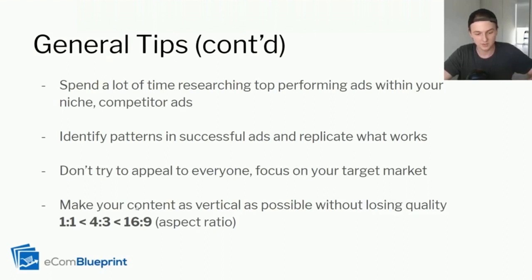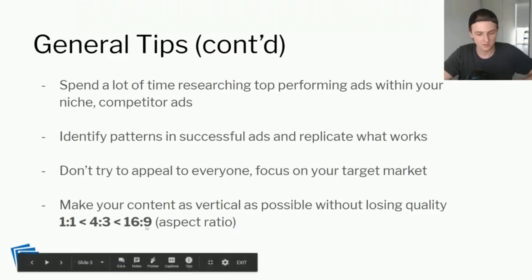Now, the last tip that I put here is you want to make your content as vertical as possible without losing quality. This is recent with Facebook, but vertical content just performs a lot better. And so I put kind of like a hierarchy of aspect ratios here. If possible, you want to get your content in 16:9 aspect ratio. So vertical, just like an Instagram story, for example. This is the best type of content for Facebook ads.